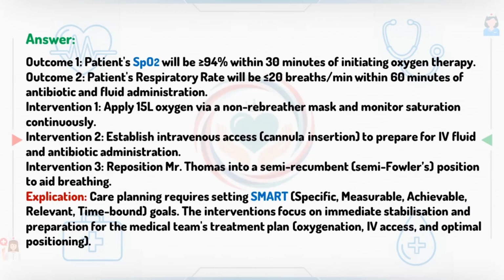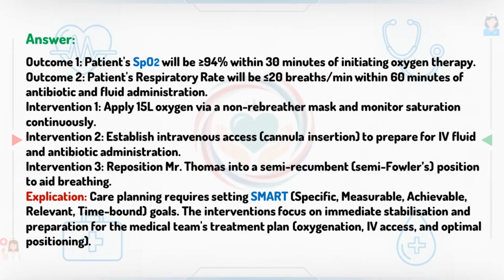Outcome 1. Patient's SpO2 will be greater than 94% within 30 minutes of initiating oxygen therapy. Outcome 2. Patient's respiratory rate will be less than 20 breaths per minute within 60 minutes of antibiotic and fluid administration. Intervention 1. Apply 15-litre oxygen via a non-rebreather mask and monitor saturation continuously.